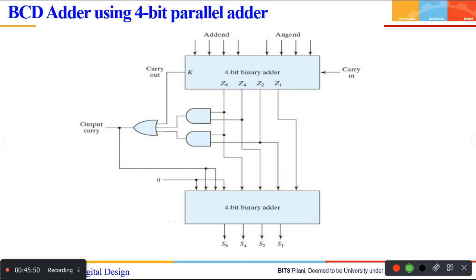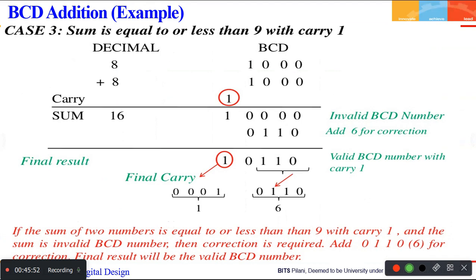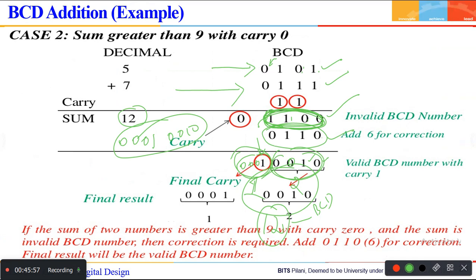Right. In this case, where you have this plus 8 and plus 8, okay, and then see even plus 5 and 7, in both the examples, first what you do is a simple binary addition. Then check your answer. If that answer is greater than 9, not within the BCD code, okay, then add 6 to that. That's what we do while doing binary coded decimal addition, BCD addition.